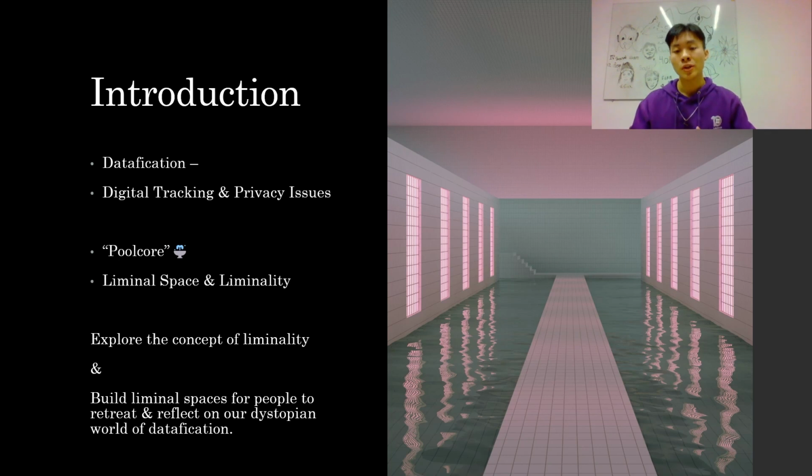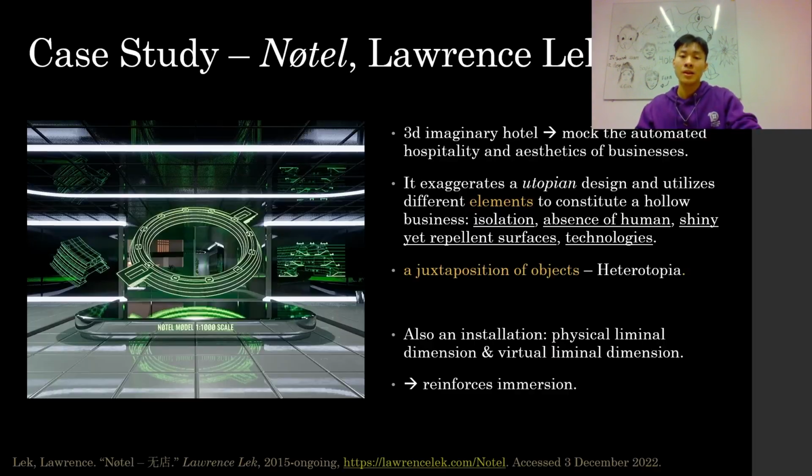So for my research, I look into 4 related projects which are using elements to invite liminality and criticality into the 3D space. The first one is Lawrence Lek's Hotel, which is a 3D imaginary hotel that mocks the automated hospitality and aesthetics of business. It creates a liminal space using elements such as isolation, absence of human, shiny yet repellent surfaces, and more importantly, technology. Because my project wants to touch upon technological issues such as privacy issues, this project serves as a very good example and inspiration for mine.